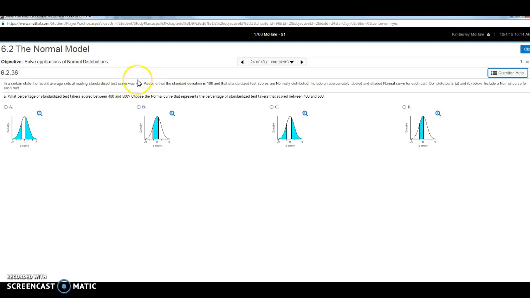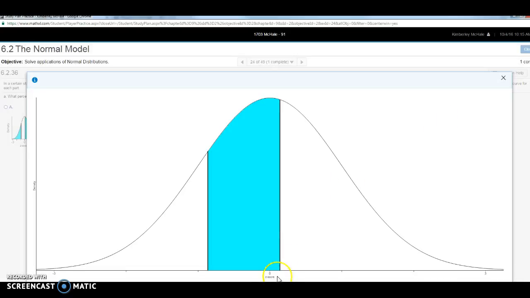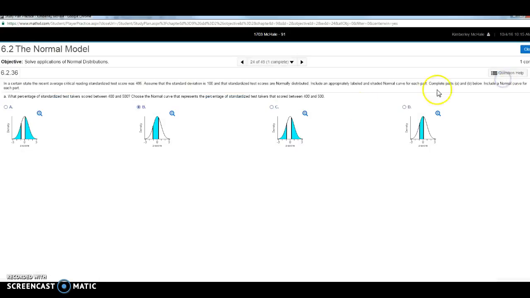Well, since 486 is right in the center, I know that I'm going to be going to the left of it and just a tiny bit, 14 above it. This is the only picture that meets that, even without me converting to z-scores. If I think about 486 being where the 0 is, a little bit above it is the 500, and below it is the 400. No other picture, I don't think. Well, this one goes a little bit above it.